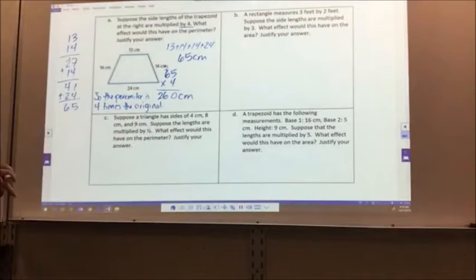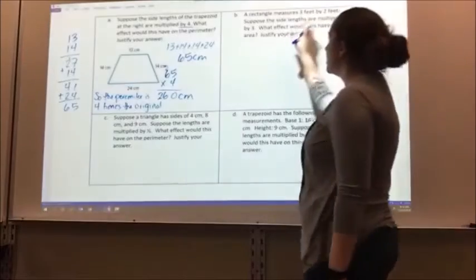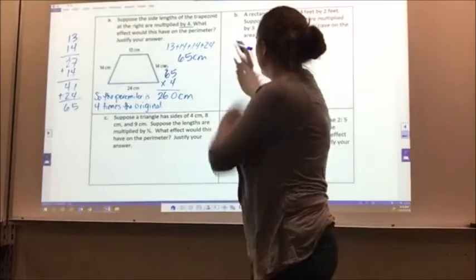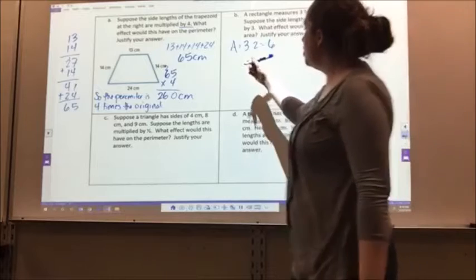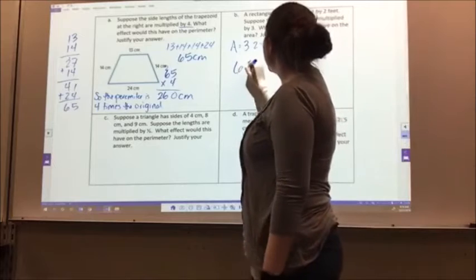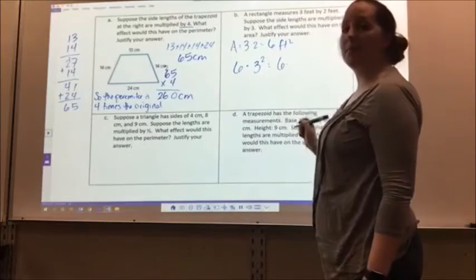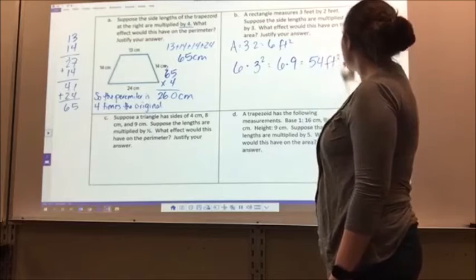Okay, for letter B, a rectangle measures 3 feet by 2 feet. Suppose the side lengths are multiplied by 3. What effect would this have on the area? Justify your answer. So we're doing area. Remember we said area was squared whatever I was multiplying it by. So rectangle measures 3 by 2, so 3 times 2 is 6. And then the new area, so this is feet squared, I'm multiplying 6 times 3 squared, 3 times 3 is 9. So 6 times 9, which is 54 feet squared.